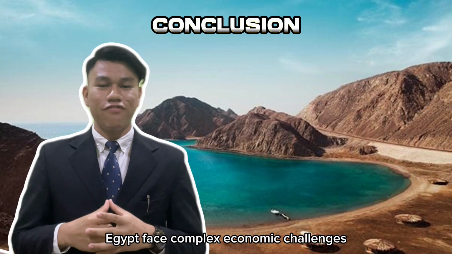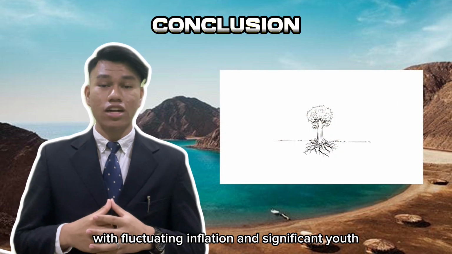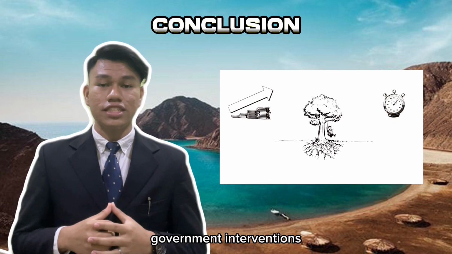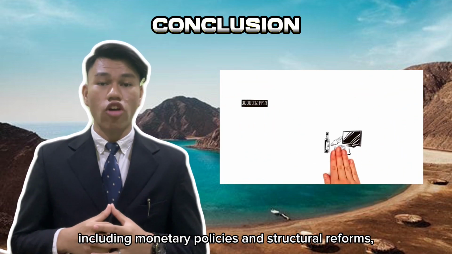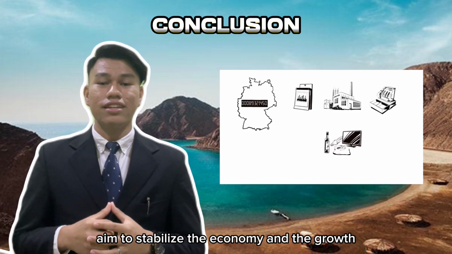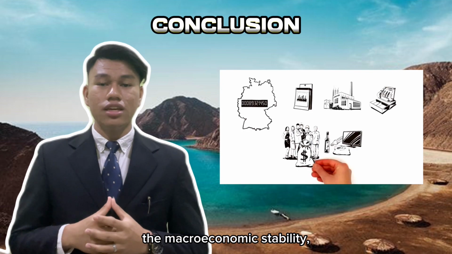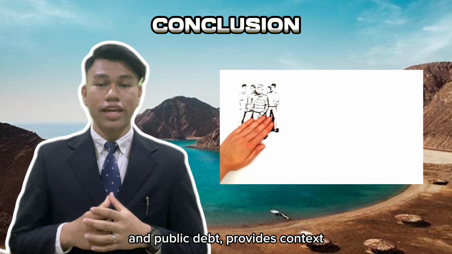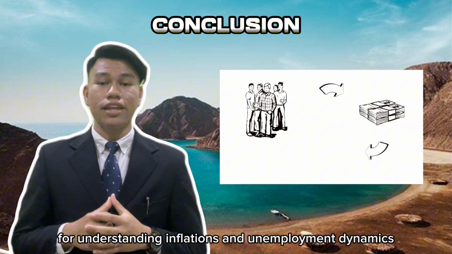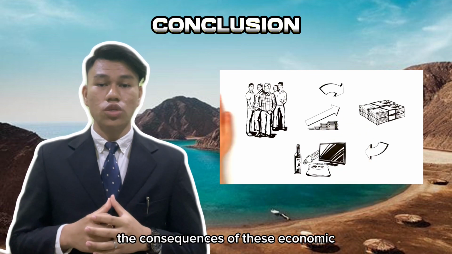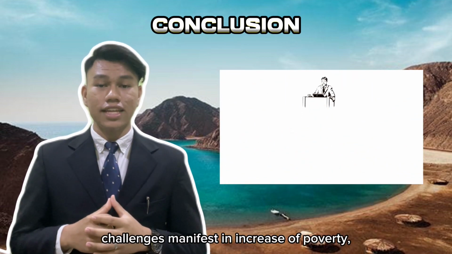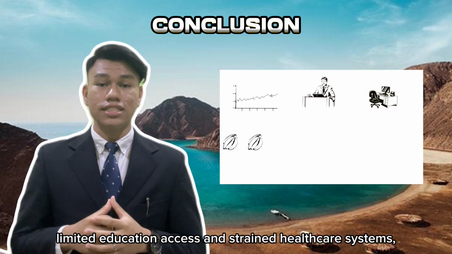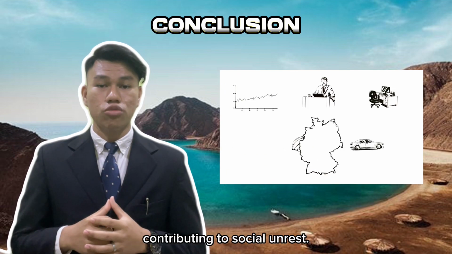In conclusion, Egypt faced complex economic challenges with fluctuating inflation and significant youth unemployment. Government interventions, including monetary policy and structural reform, aim to stabilize the economy and promote growth. The macroeconomic stability, considering factors like GDP growth and public debt, provides context for understanding inflation and unemployment dynamics. The consequences of these economic challenges manifest in increased poverty, limited education access, and strained healthcare systems, contributing to social unrest.